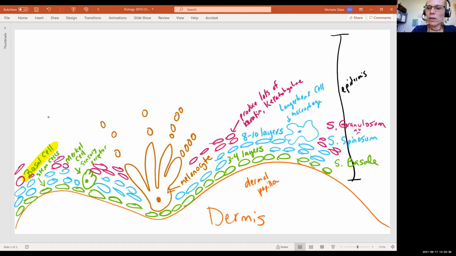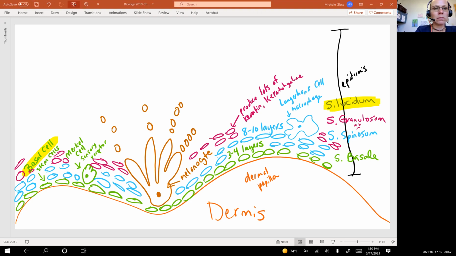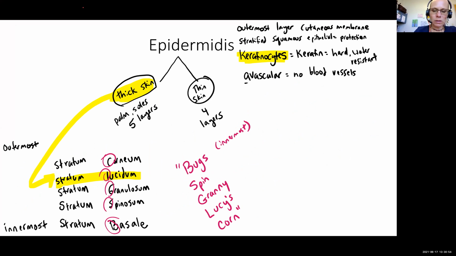The next layer is the stratum lucidum. And remember, this layer is found only in thick skin. So that would be the palms of your hands and soles of your feet.